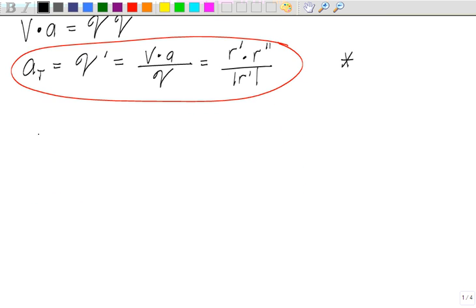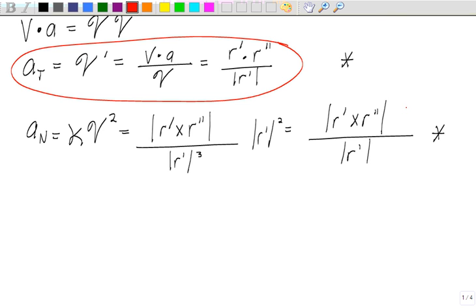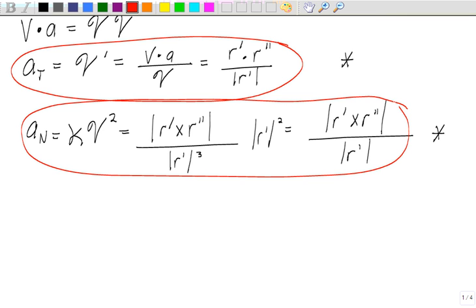And also the normal component is going to be kappa v squared, which is the magnitude of r prime cross r double prime over the magnitude of r prime cubed times the magnitude of r prime squared, which is the magnitude of r prime cross r double prime over the magnitude of r prime, which is the velocity. So that's also important. So this gives us formulas for finding the tangential and the normal components of a. And you can look at the homework for some of the problems worked out.